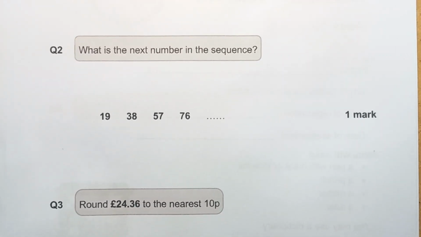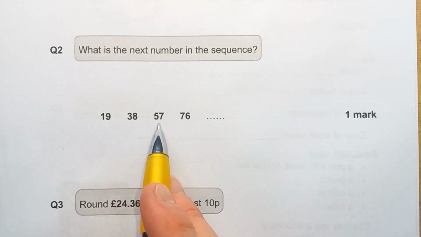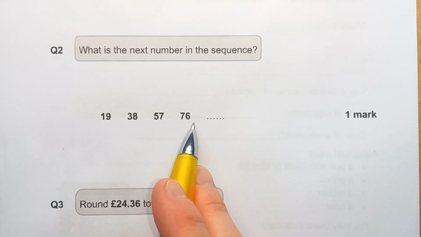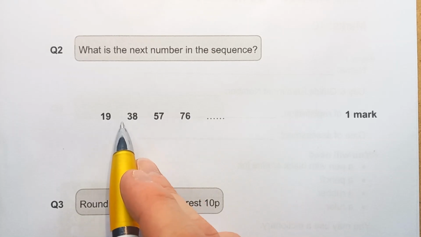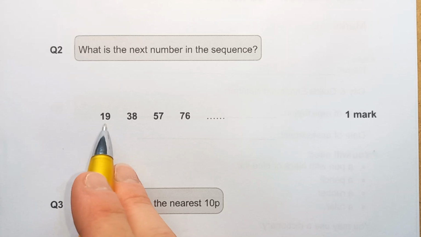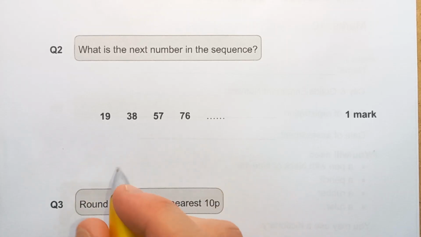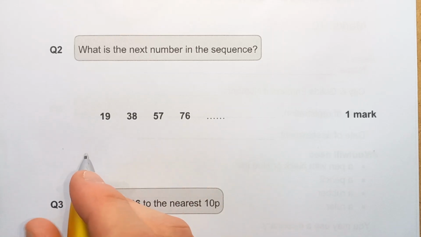Okay, question 2. What is the next number in the sequence? We've got 19, 38, 57, 76. One way of doing it is to look at what these numbers are increasing by each time. Now, without a calculator, it can be a little bit fiddly. If you can see it straight away, then that's fine. Instead, what we can do is look at the tens and the units separately.